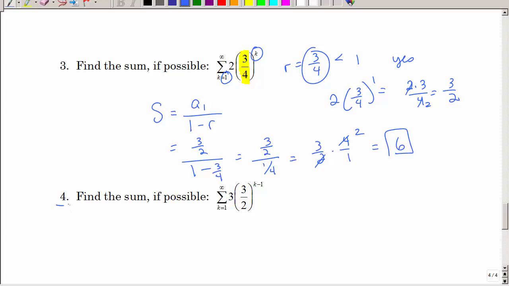What about number 4? Well, what's r? Again, whatever's raised to the power, that's r. Is that less than 1? No. So this is not possible. And that's what you would say, or you could say it diverges.